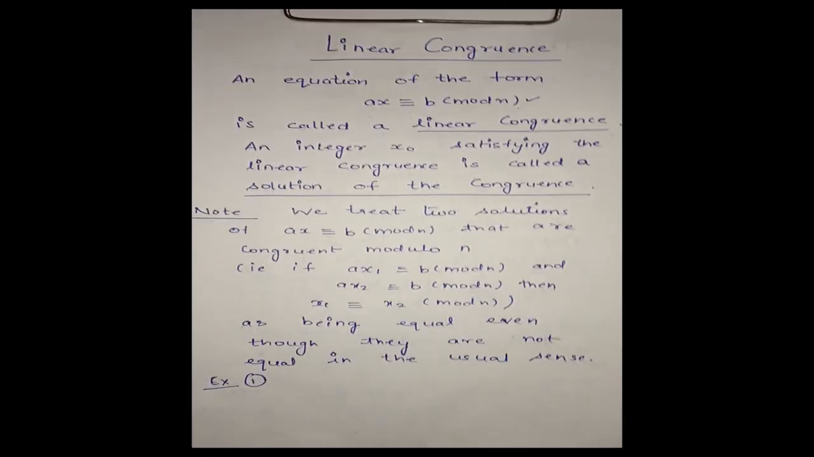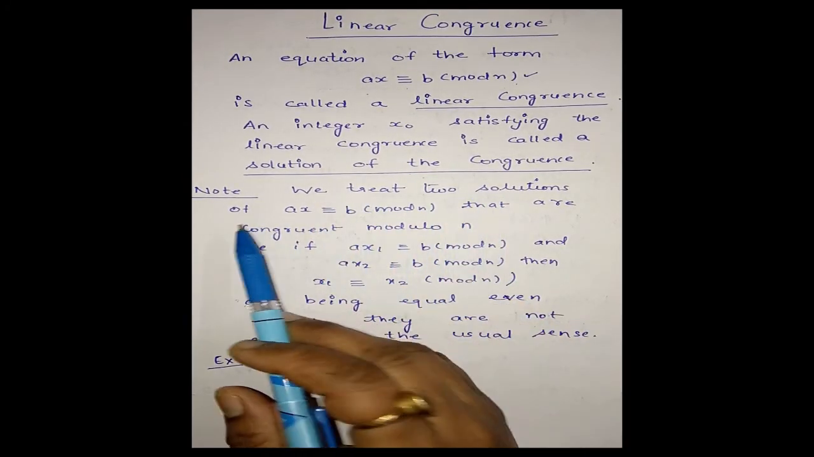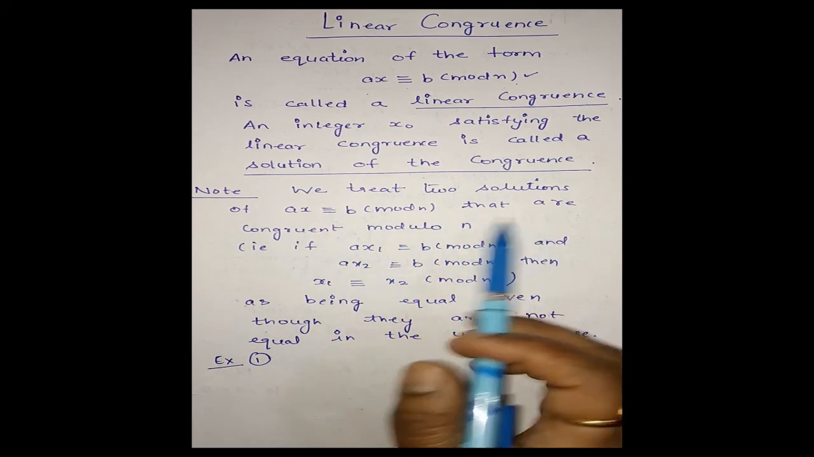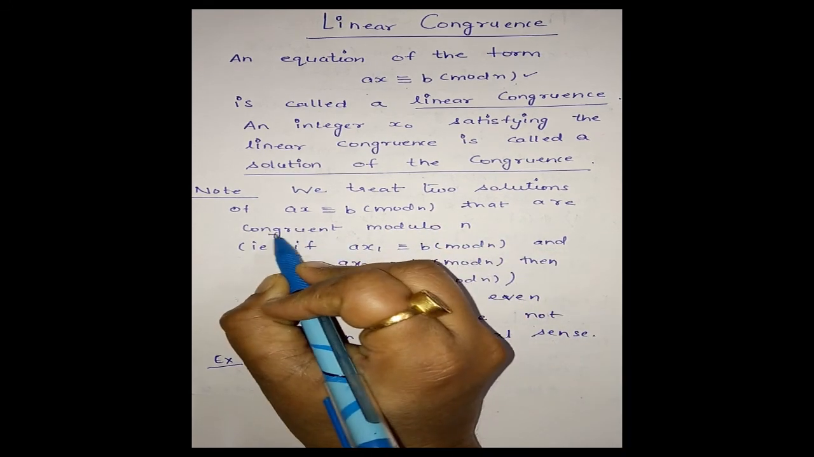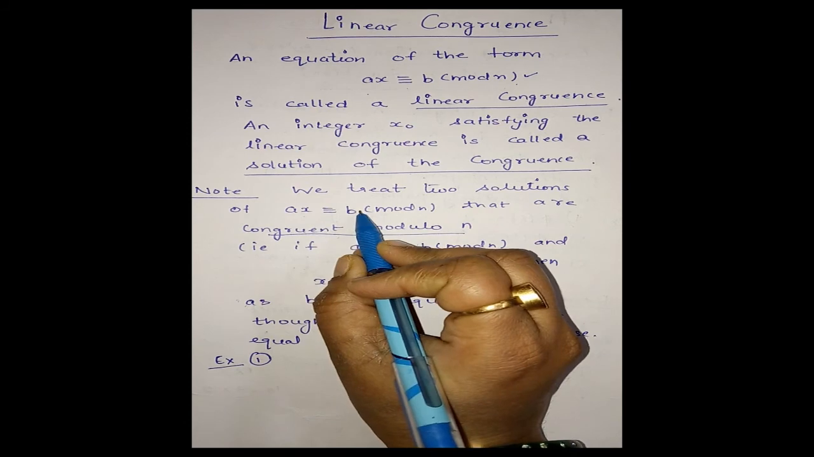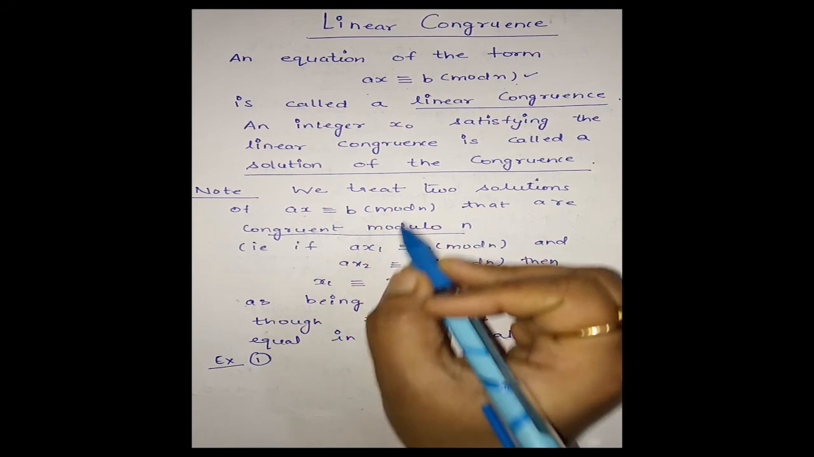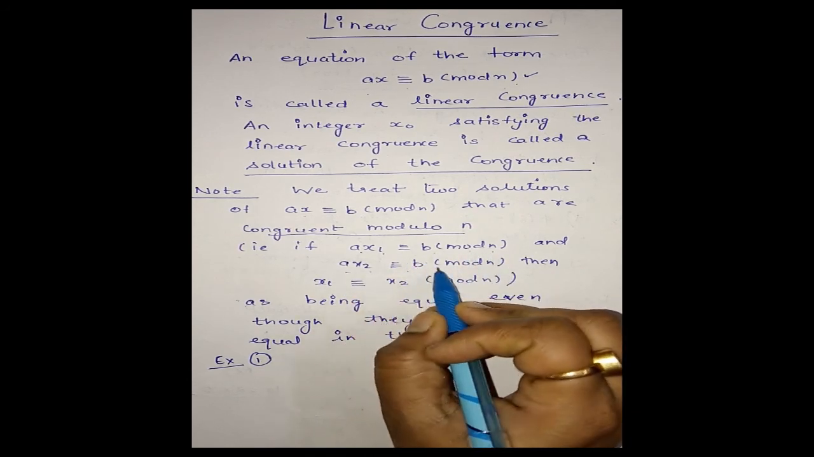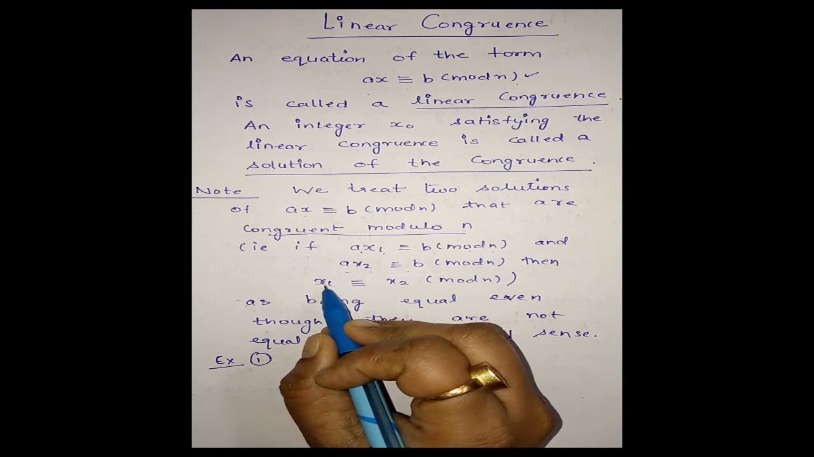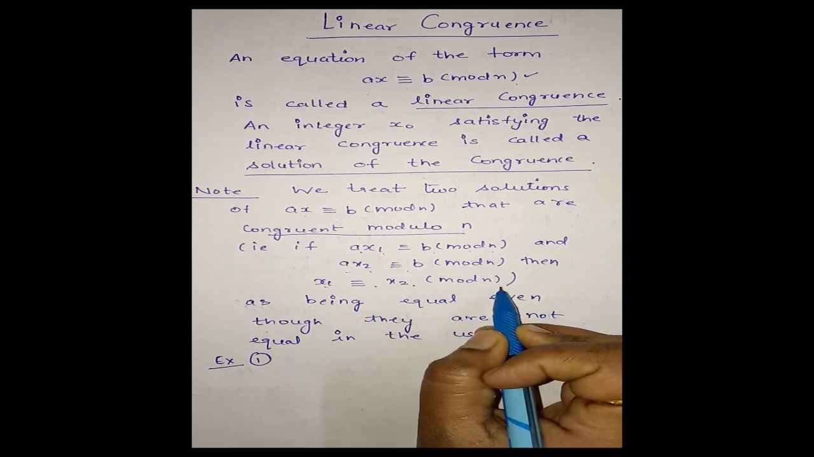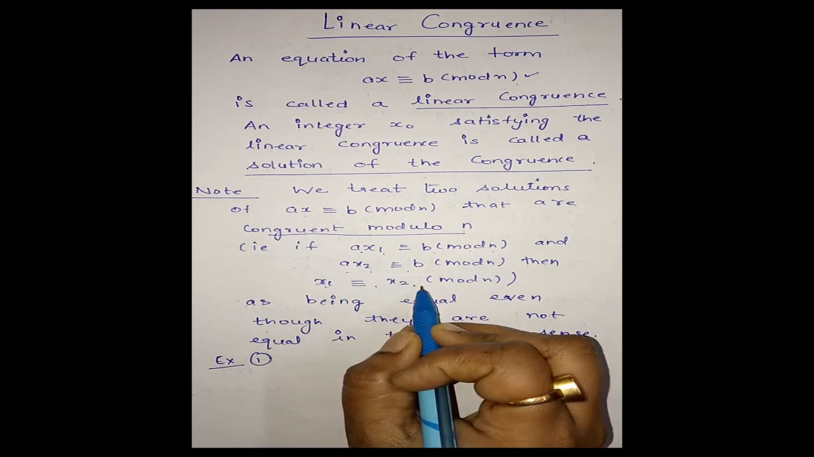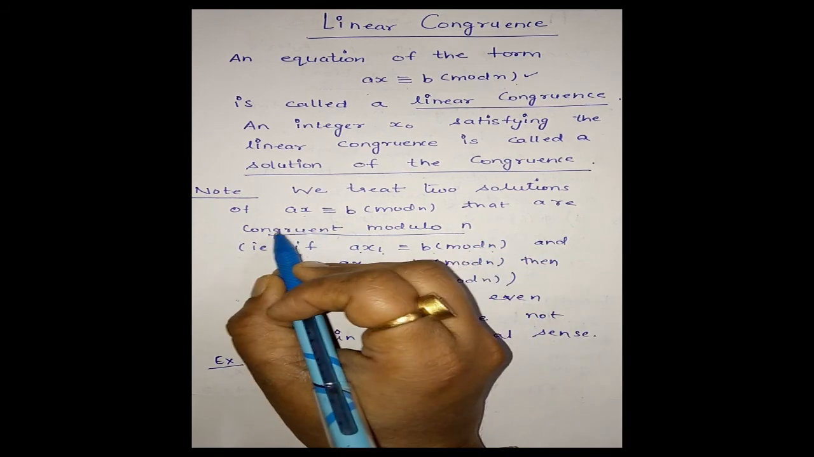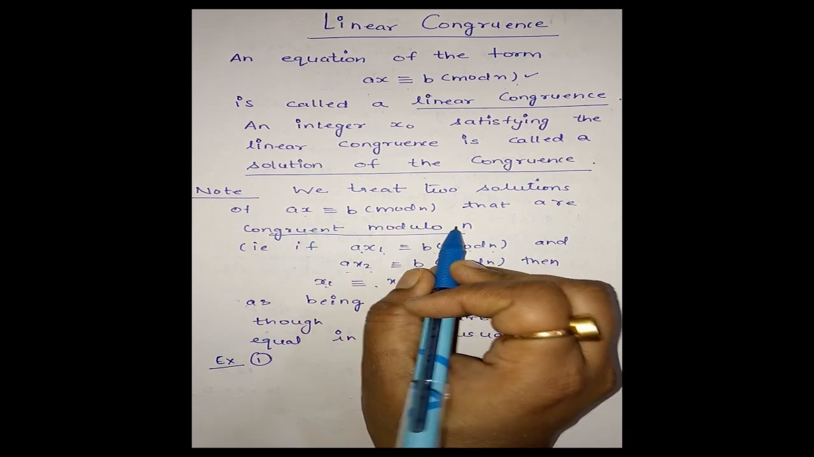First we note that we treat two solutions of this linear congruence, ax congruent to b modulo n, that are congruent modulo n as the same. Congruent modulo n means what? If x1 and x2 are two solutions of this congruence, that is ax1 is congruent to b modulo n and ax2 is congruent to b modulo n, and if x1 is congruent to x2 modulo n, then we say the two solutions are congruent modulo n.